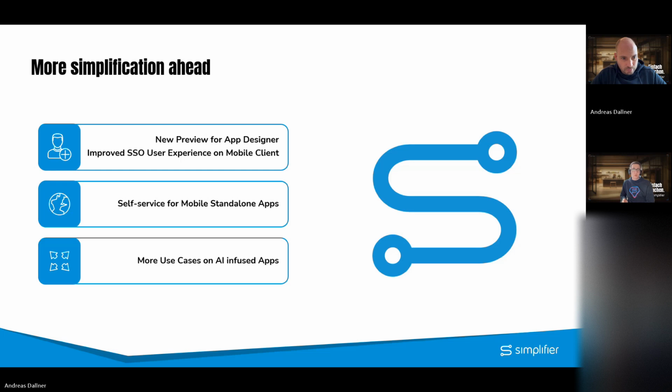Something else we've been working on and will still work on, because it's quite a complex feature, is a self-service for mobile standalone apps. Today, if you want to build a mobile standalone app with a Simplifier app, you have to contact us and we will build it for you. This is not ideal for us, not ideal for you. So what we want to do is integrate a feature where you can fully on your own build and also deploy mobile standalone apps for Simplifier applications. Like I said, it's a really big feature and we are working on it.